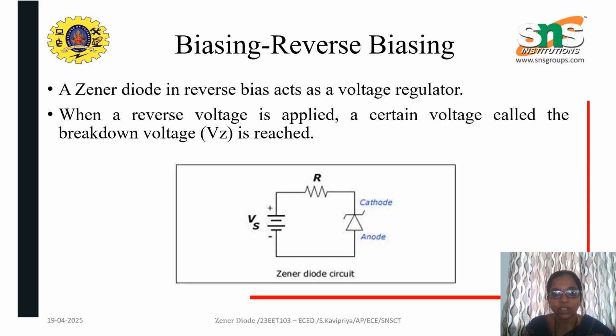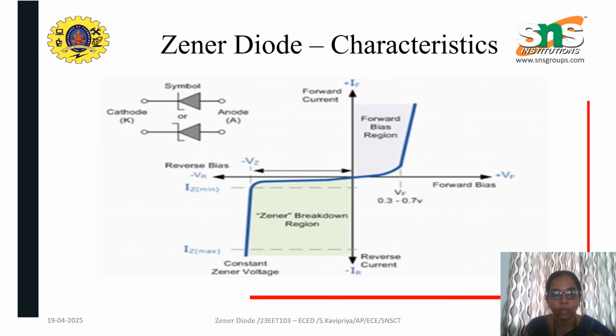In the reverse bias condition, the Zener diode acts as a voltage regulator. When a reverse voltage is applied up to a certain voltage called the breakdown voltage, there will be a gradual increase in the current. Once the breakdown voltage is reached, there will be a rapid increase in the current, while the voltage is kept constant. So this is the VI characteristics of the Zener diode.